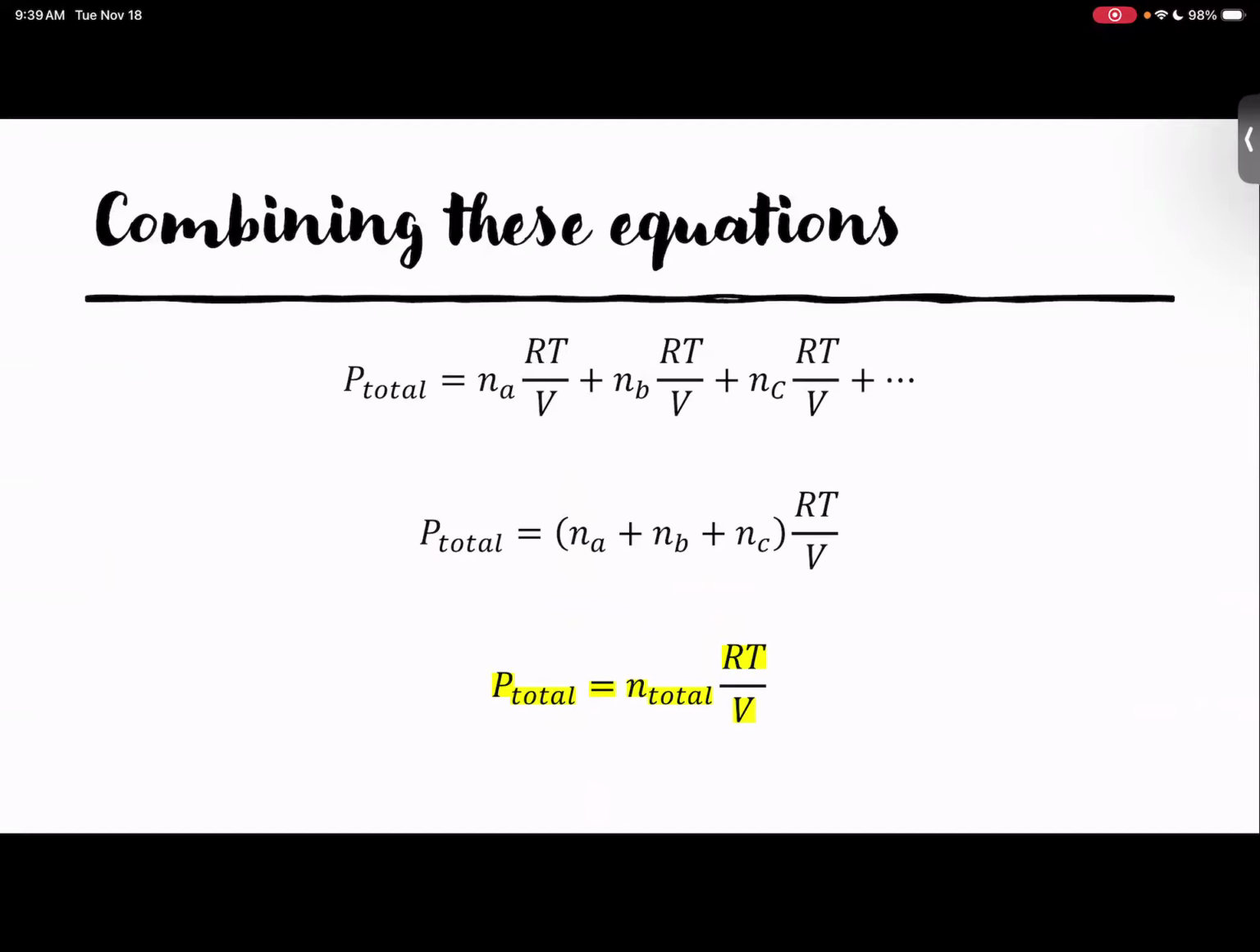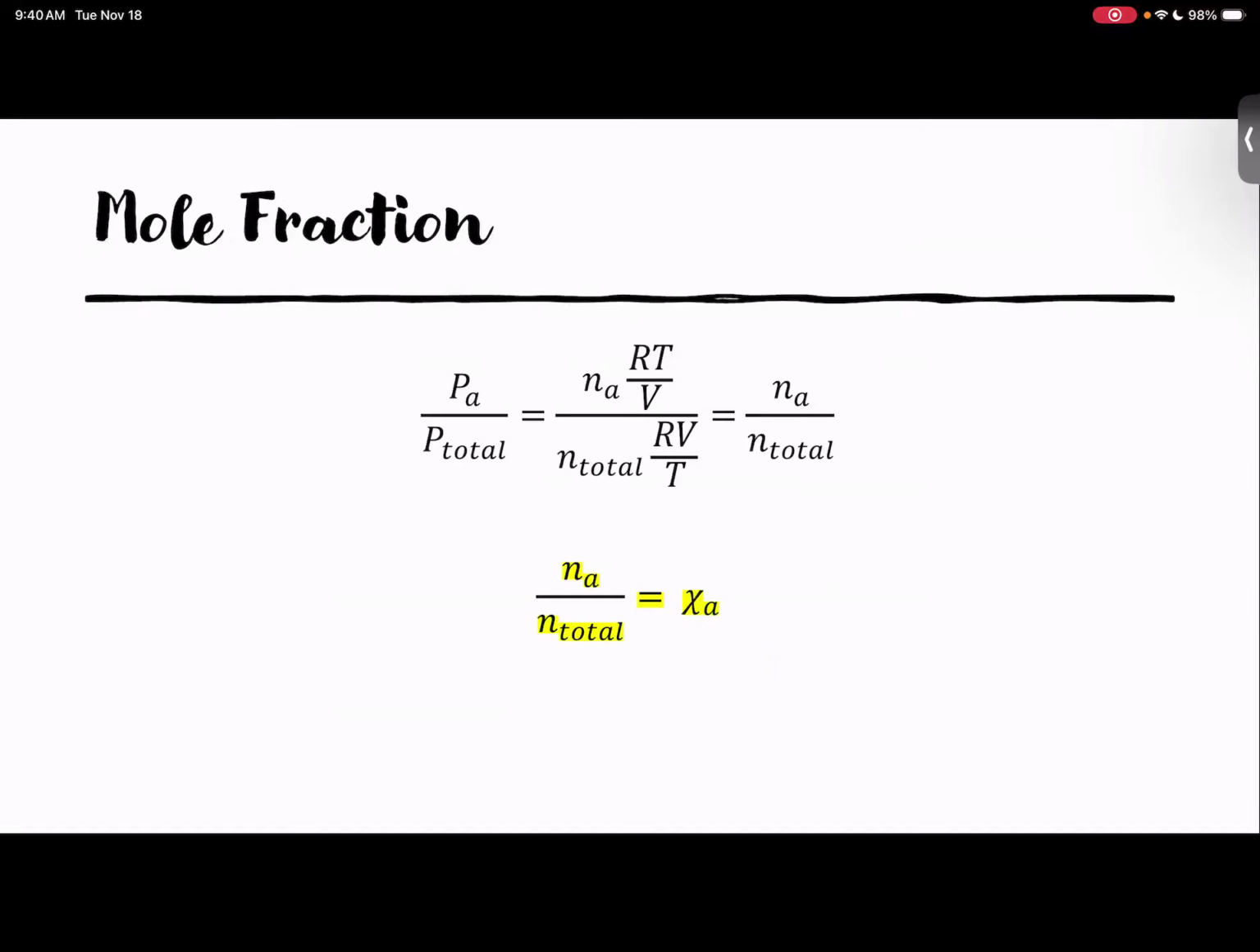The third is a variation on the ideal gas law, where we are allowed to calculate the total pressure if we know the total number of moles of gas using the ideal gas law. And then the fourth one is a mole fraction, where nA over n total is equal to the mole fraction A.